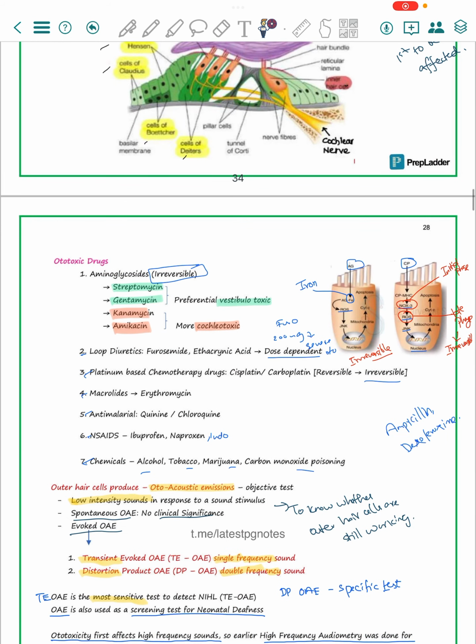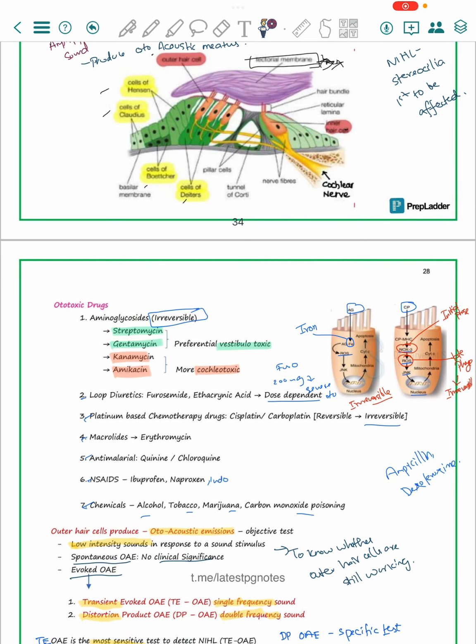And then ototoxic drugs may affect the cochlea, especially the hair cells. First, the most common ototoxic drugs are the aminoglycosides, which cause irreversible damage. Drugs like streptomycin and gentamicin are vestibulotoxic; they are toxic to the vestibule. Drugs like kanamycin and amikacin are most commonly cochleotoxic. Guys, it produces irreversible changes.